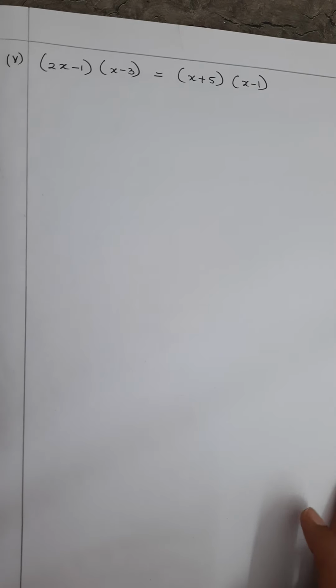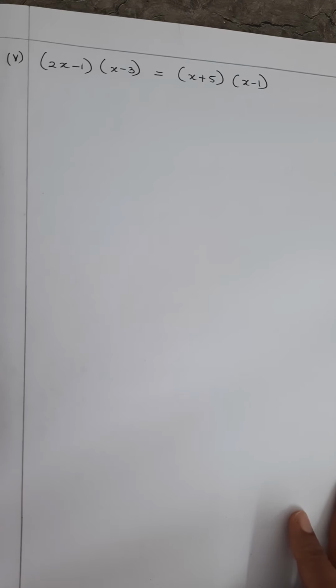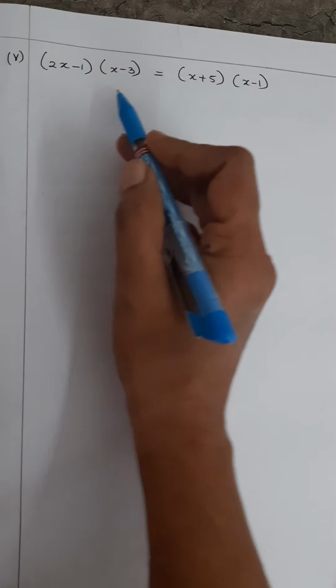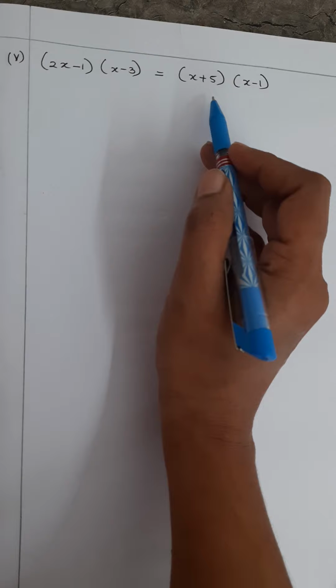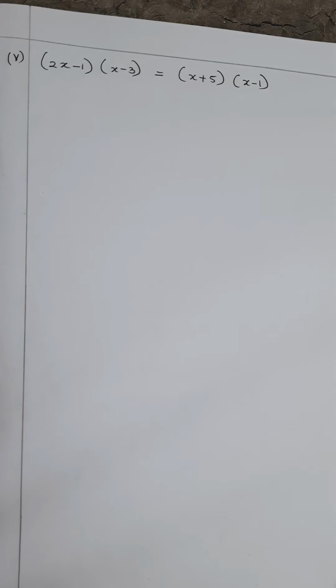Quadratic equation. This is the first exercise, first problem in that fifth subdivision. So the problem is (2x - 1)(x - 3) = (x + 5)(x - 1). Okay, so we need to check whether this is a quadratic equation or not.